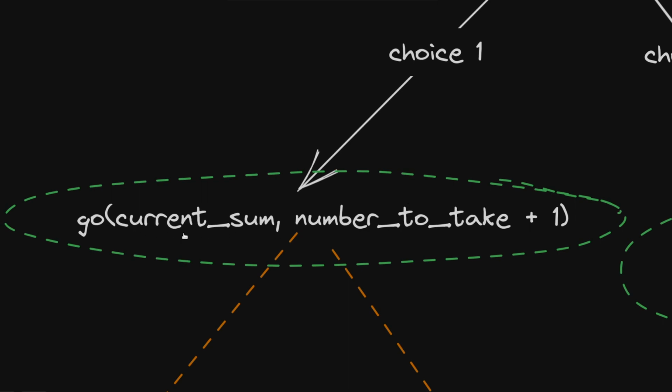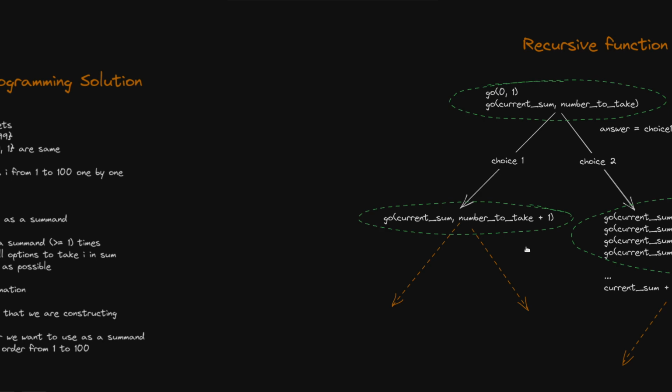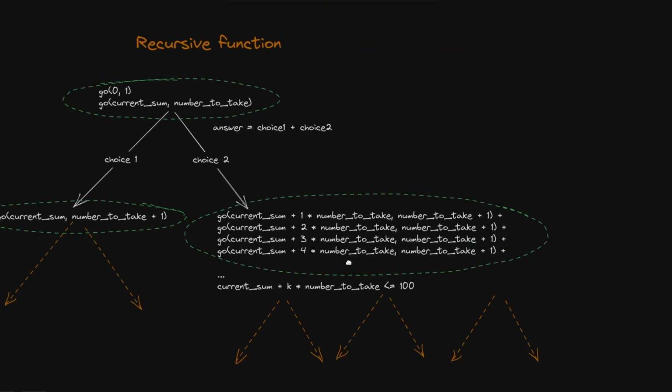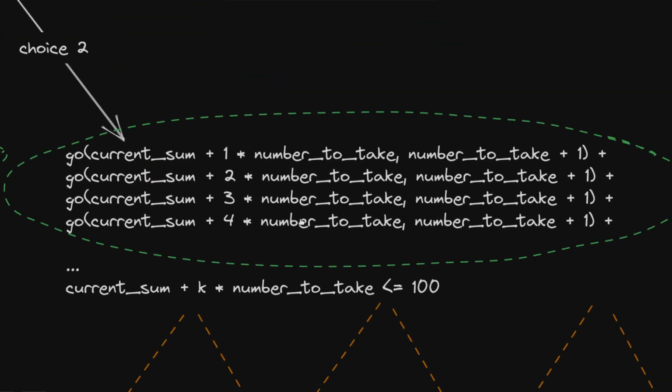If you don't take it, the current sum doesn't change, and for the next iteration we are saying that we didn't use this number, so try the next one. The next one is +1 of it, and this will branch out depending on it. Let's see the second choice.